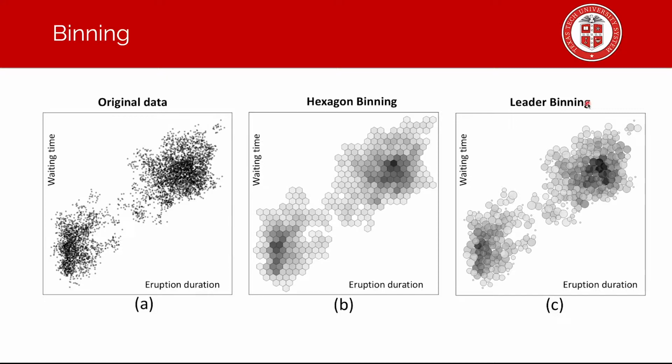There are 2 standard ways to bin scatter plots: hexagon versus leader bins. In 2D versions, we provide users the option to choose either binning method. In 3D and ND versions, the binning algorithm is leader bins.